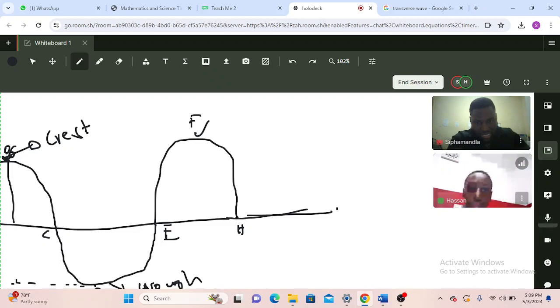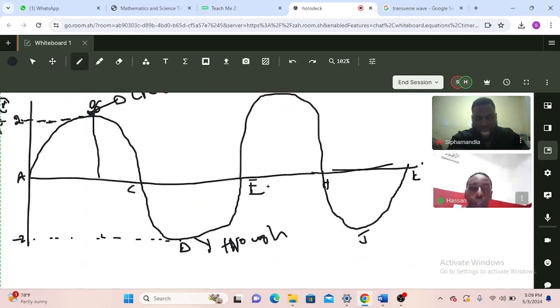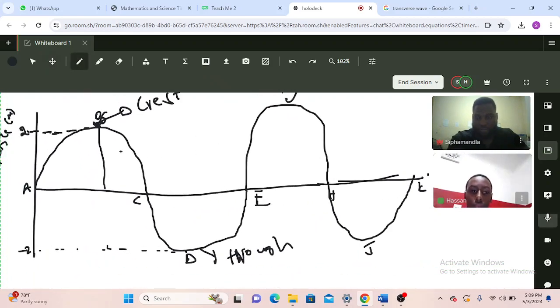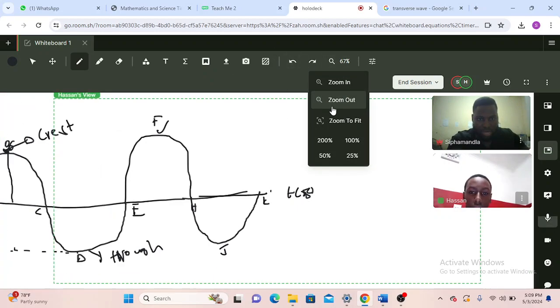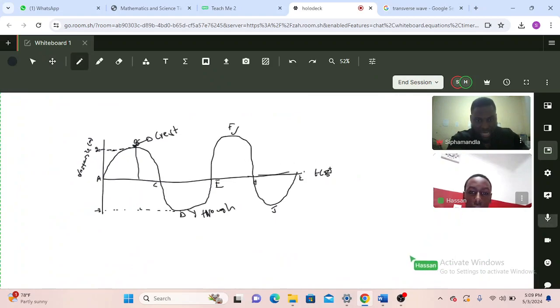All right, let me just add something here. I want to show you something. Let me just add this one over here. Now that is the crest, that is the trough. And by the way, this is the time in seconds. Let me just zoom out for a little bit. So this is the distance from the rest position. We call this the rest position, where everything is zero. That is called the rest position.